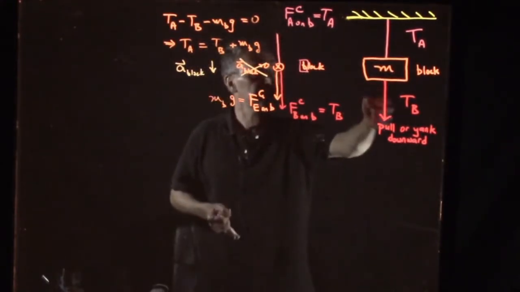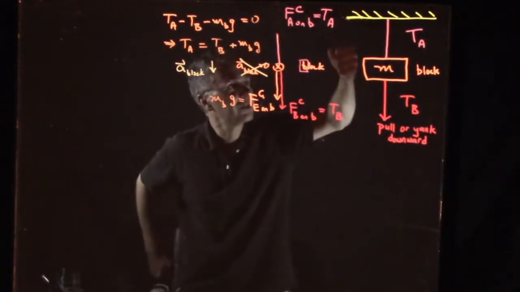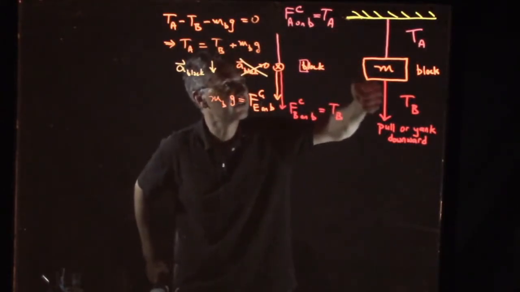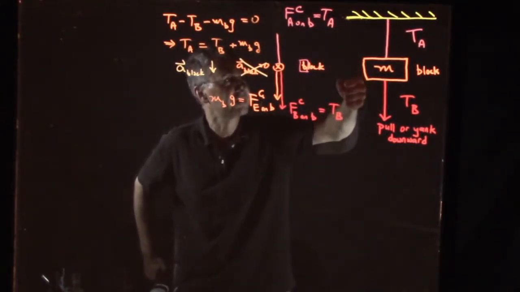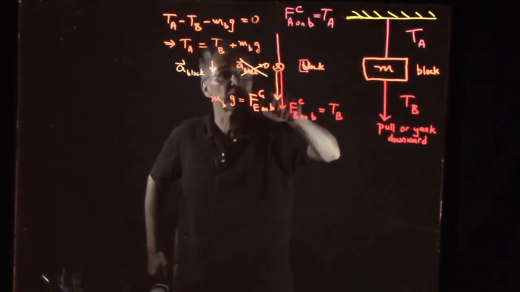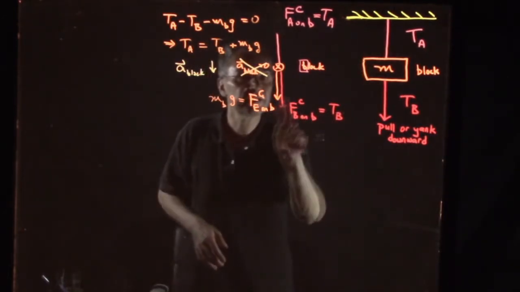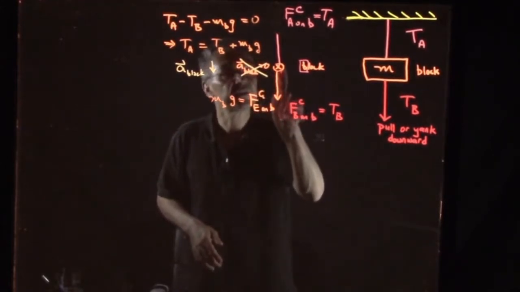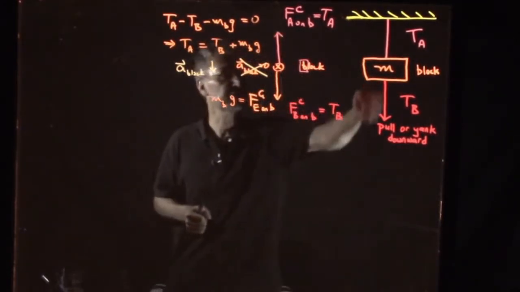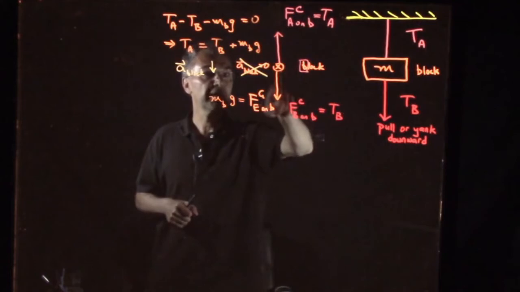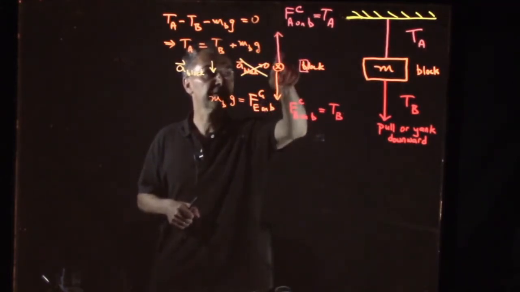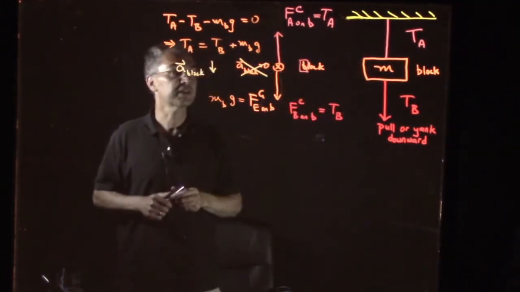So you imagine the lower string is just slack. I'm up here, I haven't started pulling down yet. This lower string is not taut yet. So the upper string is simply supporting the weight of the block, and the tension in this lower string is 0. So here's the case before this string goes taut. The weight of the block is just balanced by the tension in string A.